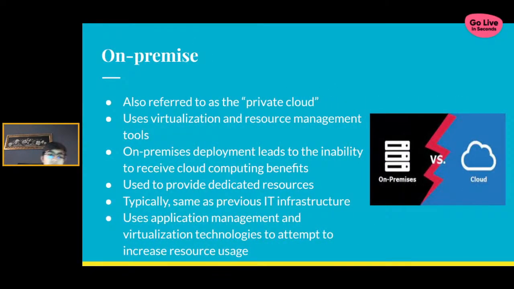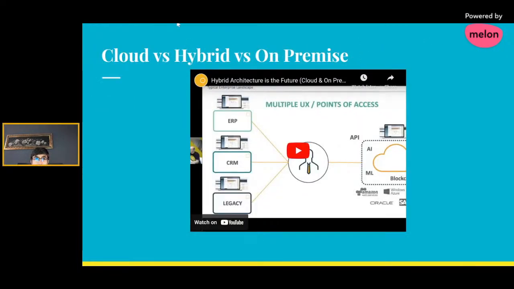Lastly, on-premises deployment. This is referred to as the private cloud, and it uses virtualization and resource management tools. On-premises deployment leads to the inability to receive cloud computing benefits, and it is used to provide dedicated resources. This is typically the same as previous IT infrastructure, and it uses application management and virtualization technologies to attempt to increase resource usage. So, here is a video about cloud versus hybrid versus on-premises deployment.